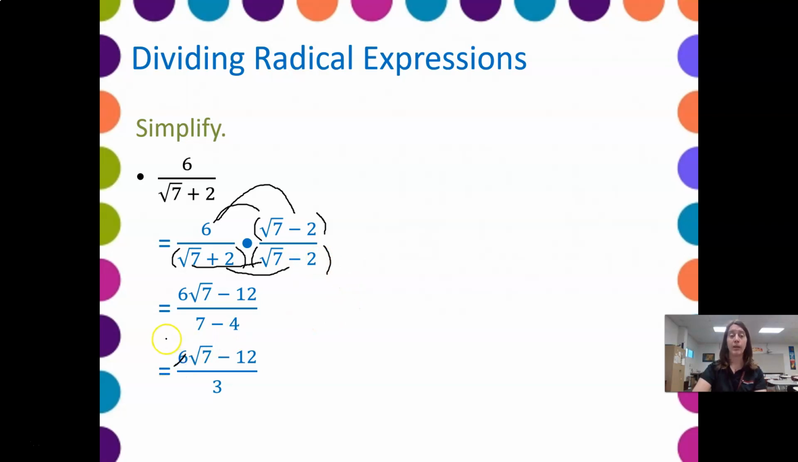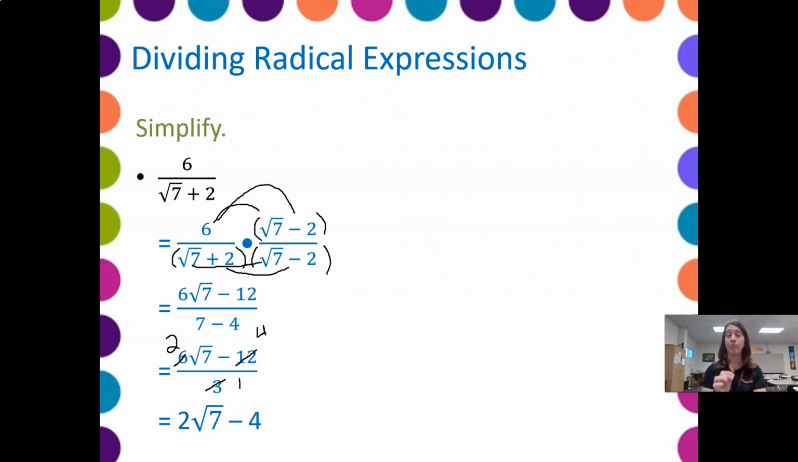6 divided by 3, that would leave me with a 2 right here. 12 divided by 3 would leave us with a 4, and 3 divided by 3 would cancel out to the number 1. What I have in the denominator is just 1, so I really don't need the denominator anymore, and our final answer is 2 square root 7 minus 4. I cannot put those two terms together because one has a square root and one does not.